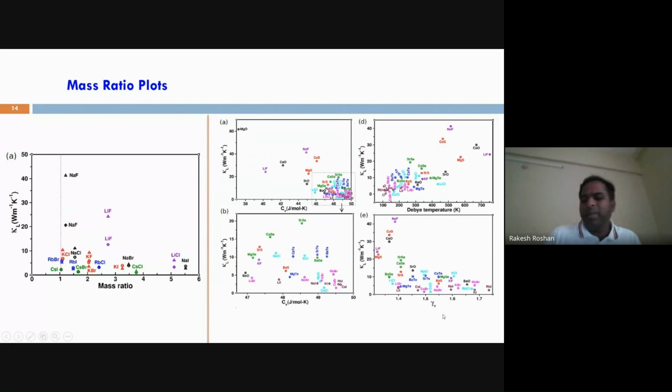The larger the Grüneisen parameter, the greater the lattice thermal conductivity. The same is the case with Debye temperature. The lower the Debye temperature, the lower the lattice thermal conductivity. So we have obtained all these parameters and plotted them to see if there is any correlation between them. What we could see is a correlation between the mass ratios, and the rest is all okay.